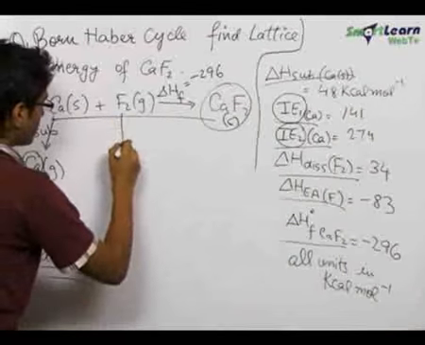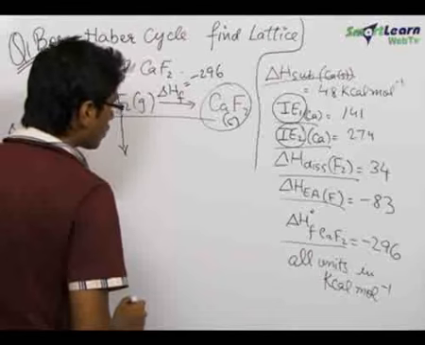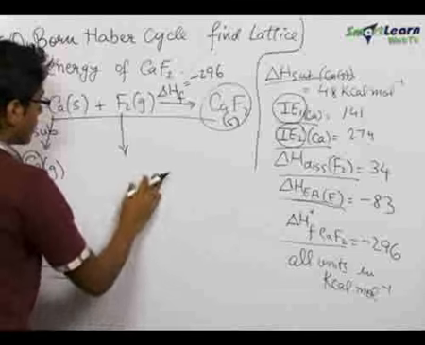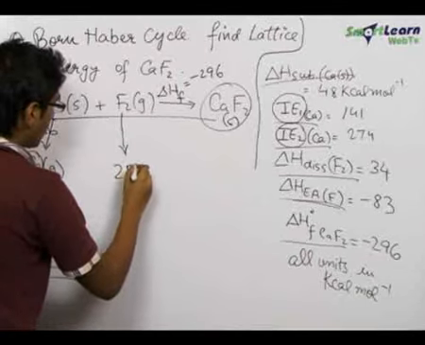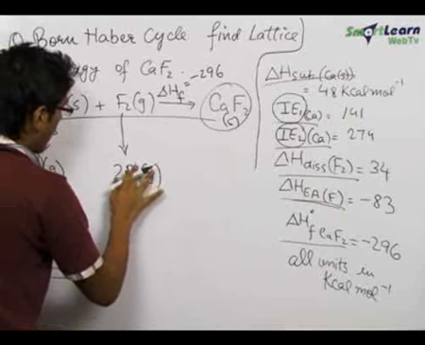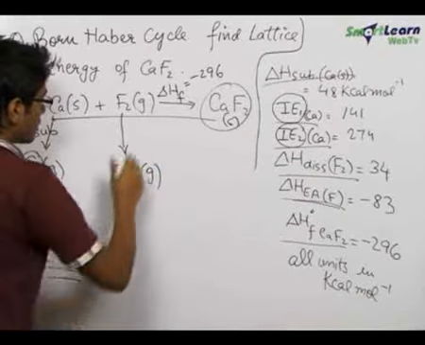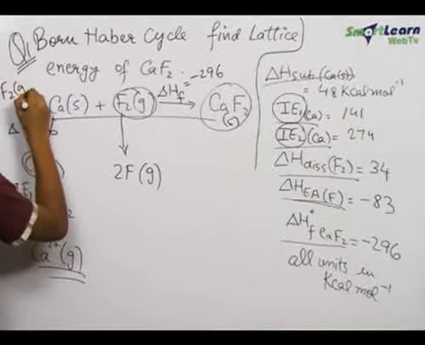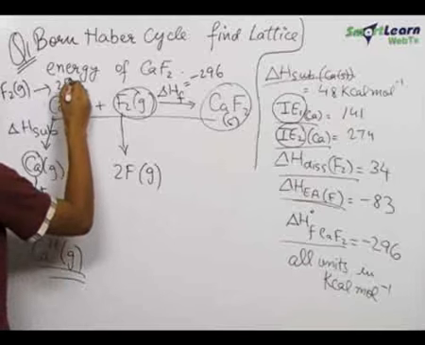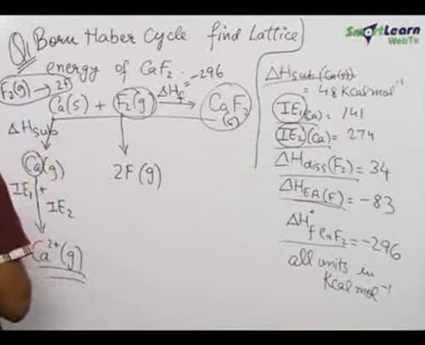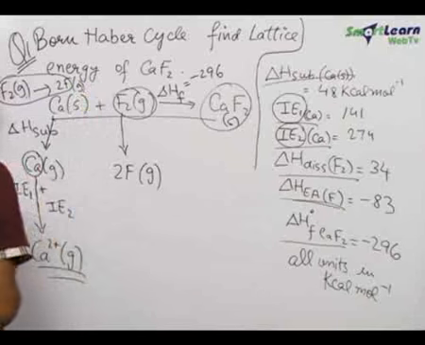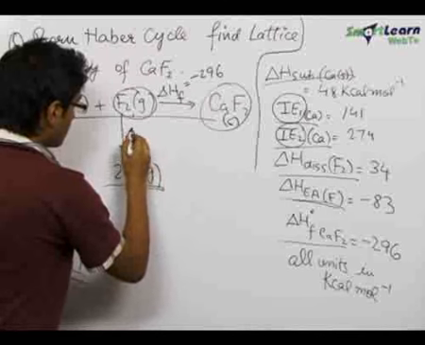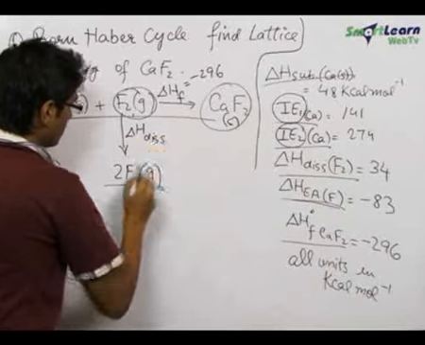Now we have to deal with fluorine. This fluorine first of all needs to be converted into fluorine atoms in the gaseous state. So F2 to 2F in the gaseous state. This is the delta H dissociation energy of fluorine, because dissociation of fluorine in gaseous state to the atoms is this equation: fluorine in gaseous state giving 2F, the fluorine atoms in gaseous state. So this is the delta H dissociation of fluorine.